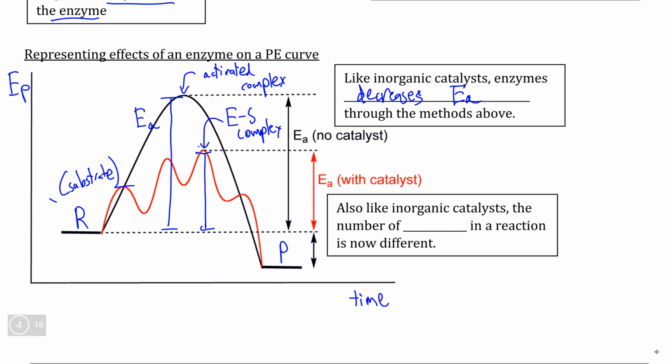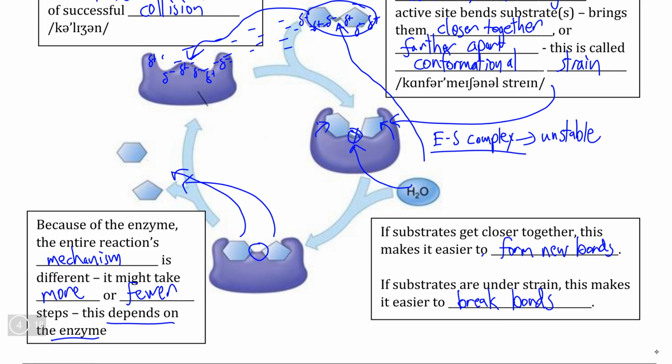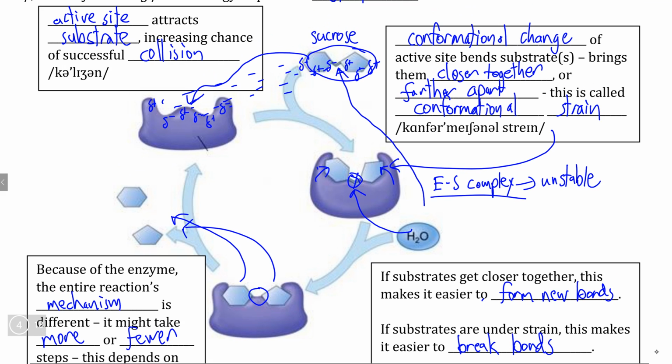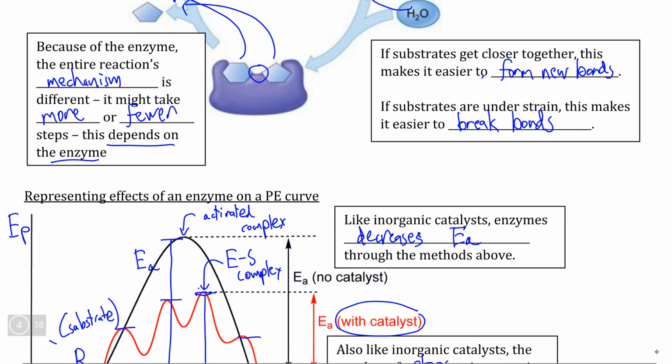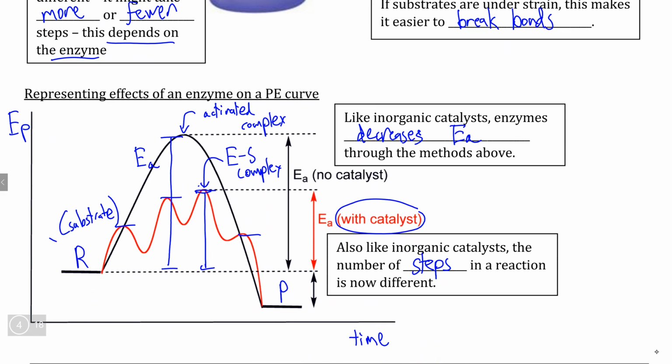Now, we can see that the graph looks completely different in the catalyzed version of this reaction because, remember, the enzyme also changes the number of different steps that are required because it basically alters the entire mechanism of how a catalyzed reaction happens compared to its uncatalyzed counterpart.